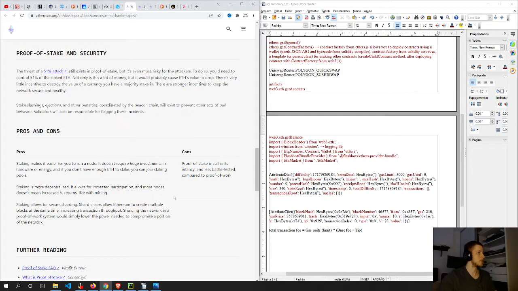The threat of a 51% attack still exists in Proof of Stake, but it's even more risky for the attackers. Stake ETH, not only is this a lot of money, but it would probably cause ETH value to drop. There's very little incentive to destroy the value of a currency you have a majority staking. There are stronger incentives to keep the network secure and healthy.